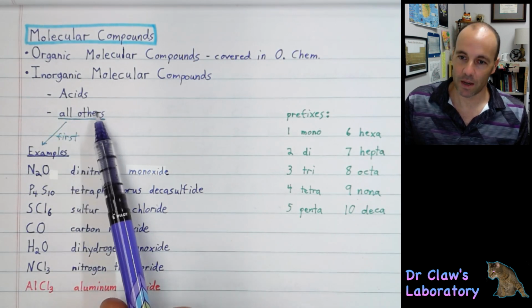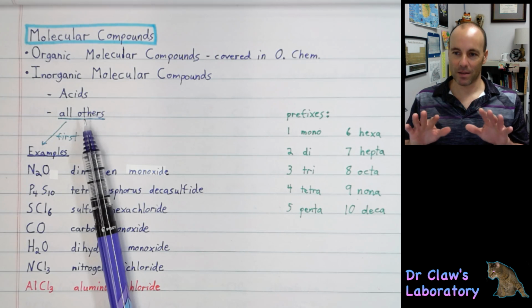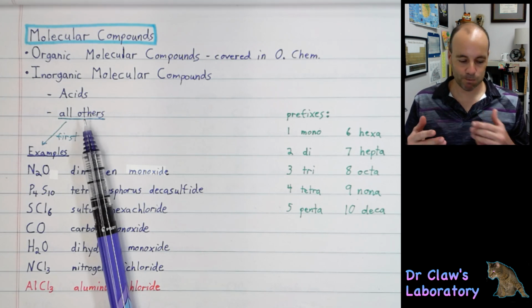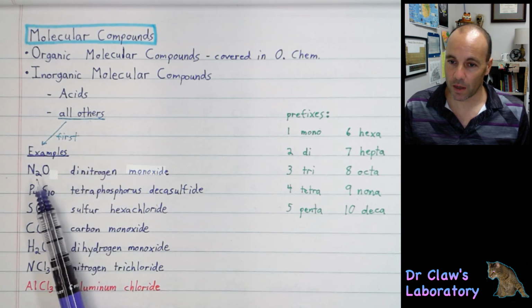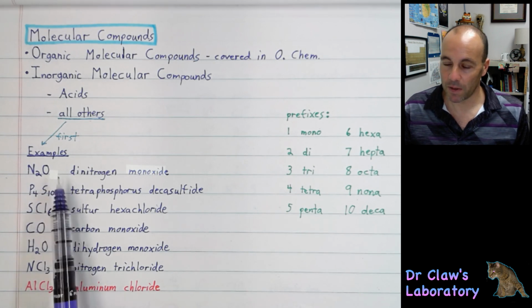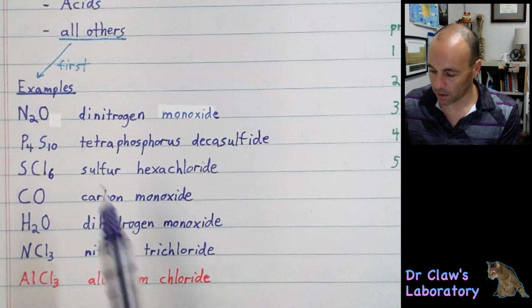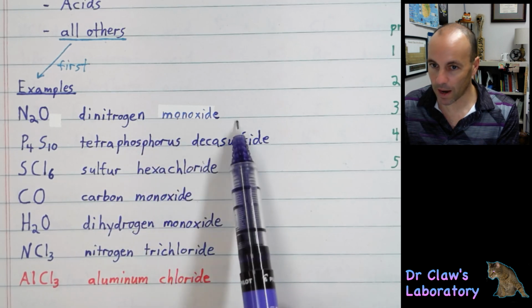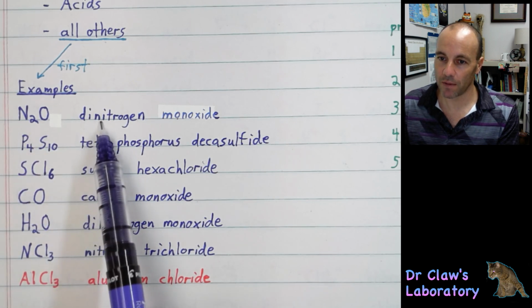So the other ones, these are molecular compounds, and in molecular compounds there are no ions. So we need prefixes here to indicate how many atoms we're talking about. Let me give you an example. N2O, the name of this is dinitrogen monoxide. There are 2 nitrogens, 1 oxygen.